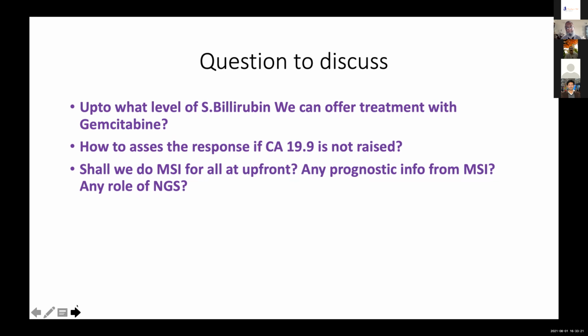We are all aware of it. So MSI you can do. MSI will be positive in 1%. And if you have MSI high, you can give pembrolizumab upfront. You need not combine it with chemotherapy. Or probably you can give chemotherapy first and leave immunotherapy for a later date if the patient progresses. Either way, combinations you can do. But the benchmark would be the finances.